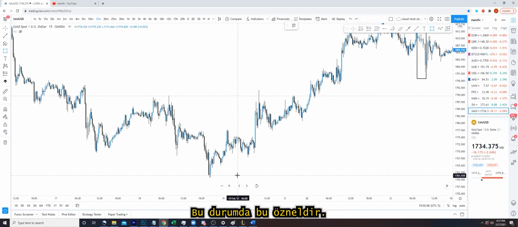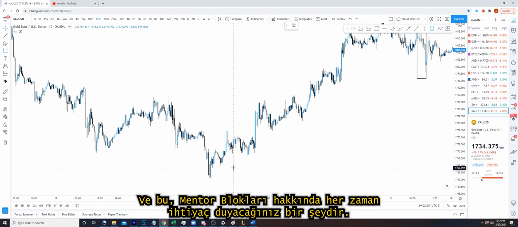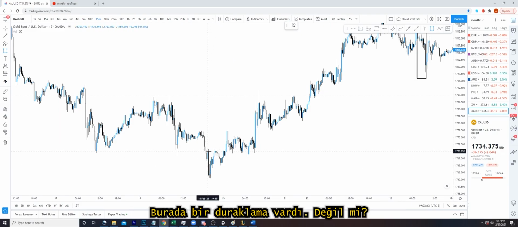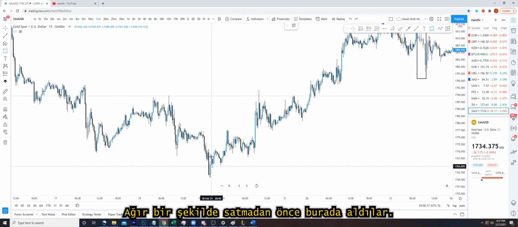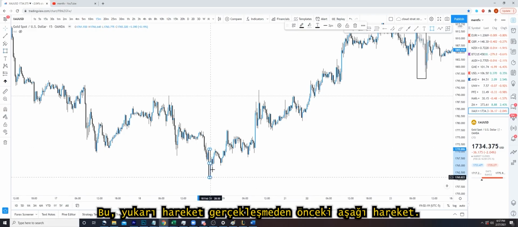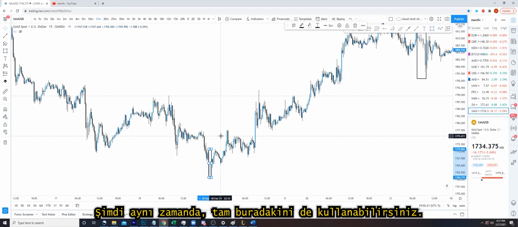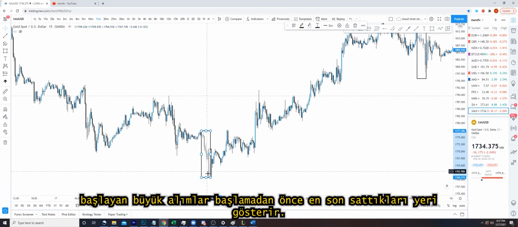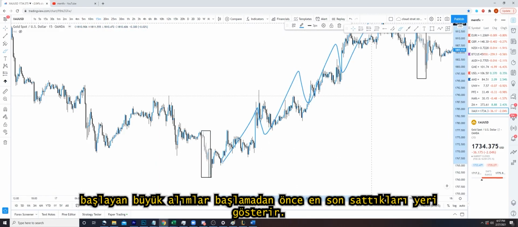In this case, it's subjective, and this is something that you need to understand about the MentorFX blocks, but ultimately it came from this move right here. This is where there was a pause. They bought here before they sold heavily. This is a down move before the up move occurred. Now, simultaneously, at that time, you can also use this one right here. This point shows you the last time they sold in before the large buys began to put in higher prices for the markup.